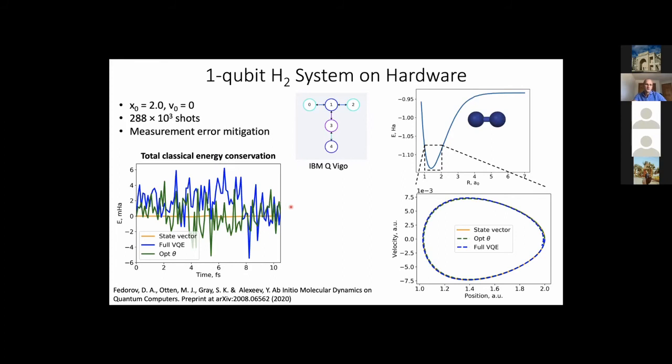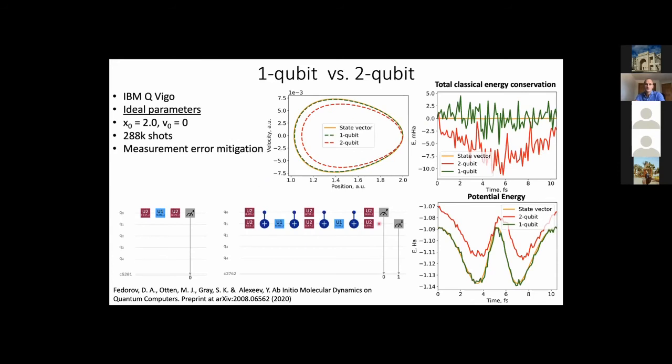And this is the total classical energy conservation plot. So the energy oscillates by around 256 millihartree, which is not within chemical accuracy, but it doesn't seem to drift. It just oscillates due to the noise from the quantum hardware. So this is a quite elementary circuit with only 1 qubit and 3 gates. We also ran simulations using a 2-qubit system, which is shown here.